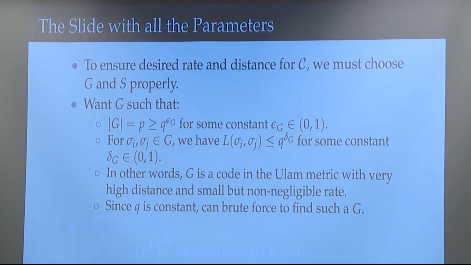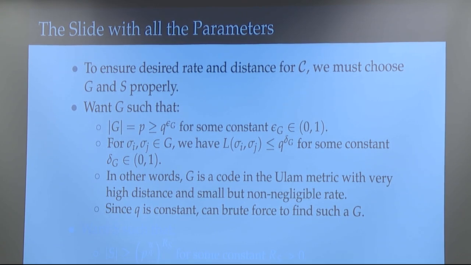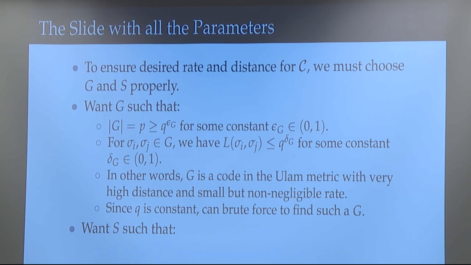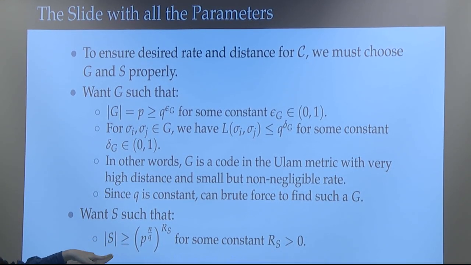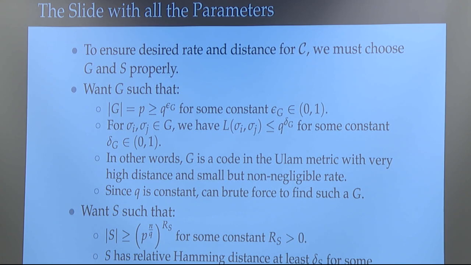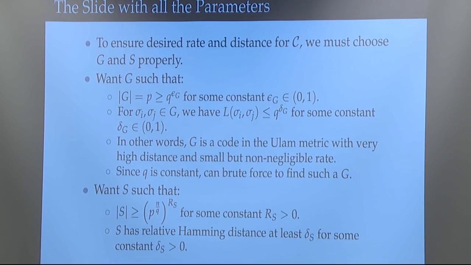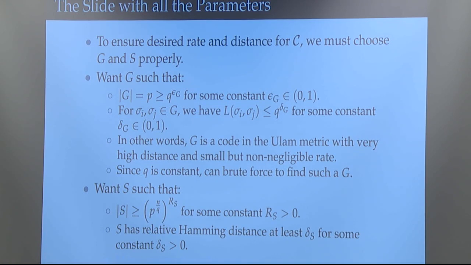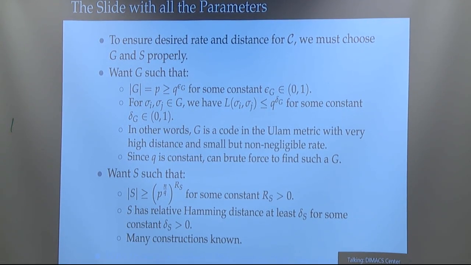So the upshot here is, G needs to have enough permutations, and every pair of permutations in G needs to be quite far away from each other. And what about S? S needs to be very large. The maximum size S could have is p to the n over q. We need the size of S to be at least p to the n over q, to the r_S, for some constant r_S. So S needs to be very large. Also, elements in S need to be far away too, but in Hamming distance. So we want to ensure that S has relative Hamming distance at least delta_S for some constant delta_S. And we know many such constructions. This is a code in the Hamming metric, and we know how to do this. So many constructions are known. We can choose whatever, so we will make a choice depending on what we want later.